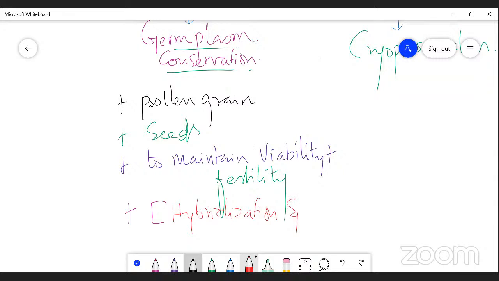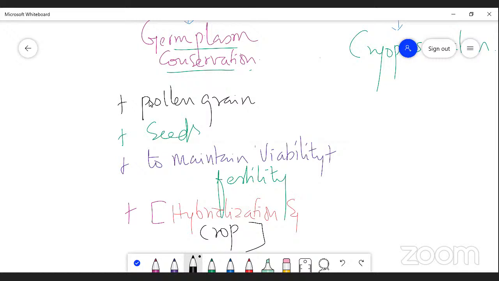And one more thing, hybridization and crop improvement. In order to increase hybrid vigor in plants and to increase crop productivity, the pollen grains and the seeds are conserved. Those plants are producing good or viable seeds. This viability and fertility can be retained by the storage of pollen grain and seeds of the plant, right? So that is very important and a very interesting area in germplasm conservation.